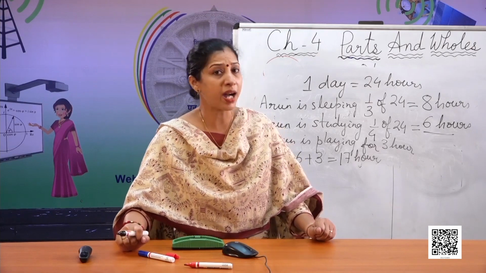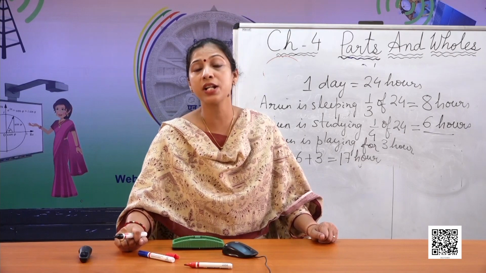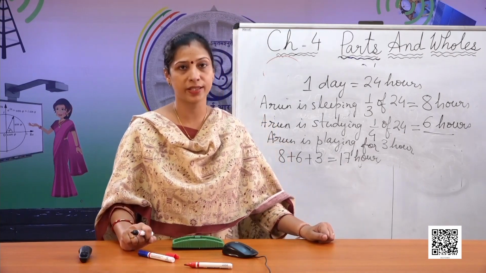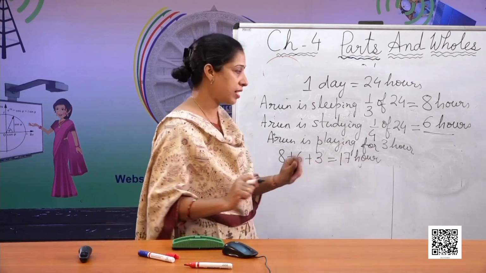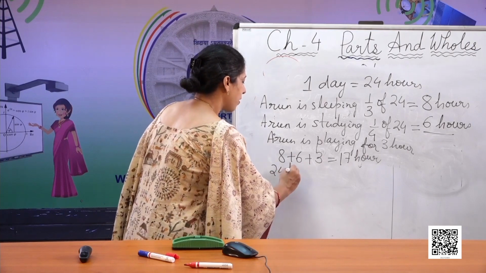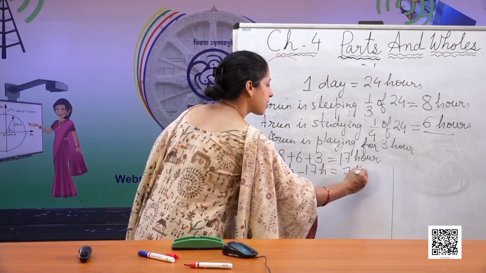So what part of the day? Now the question asked here is not how many hours of the day. It is what part of the day he is using for other activities. For that, let's find out how many hours he is doing it for other activities. So 24 hours minus 17 hours is equal to 7 hours.